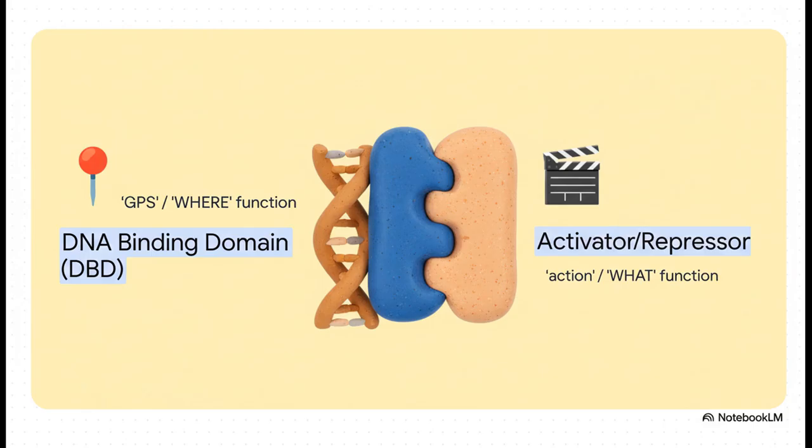Every single transcription factor has these two critical parts. You've got the DNA binding domain, or DBD. Think of this as its GPS. It's what finds the exact specific address on the DNA. Then you have the activator or repressor domain. This is the business end. It answers what the factor does. Does it turn the gene on, or does it shut it off?